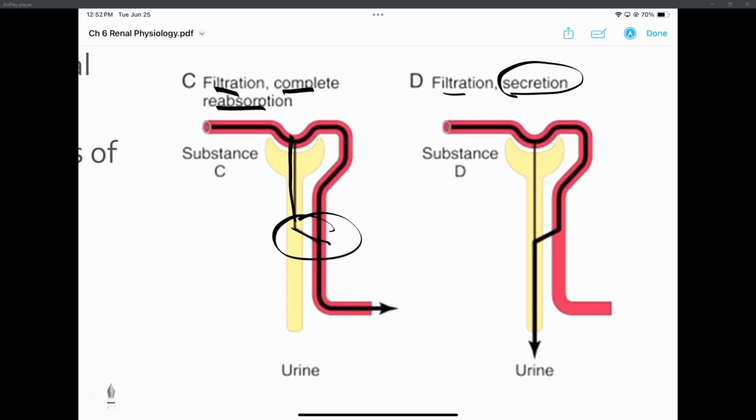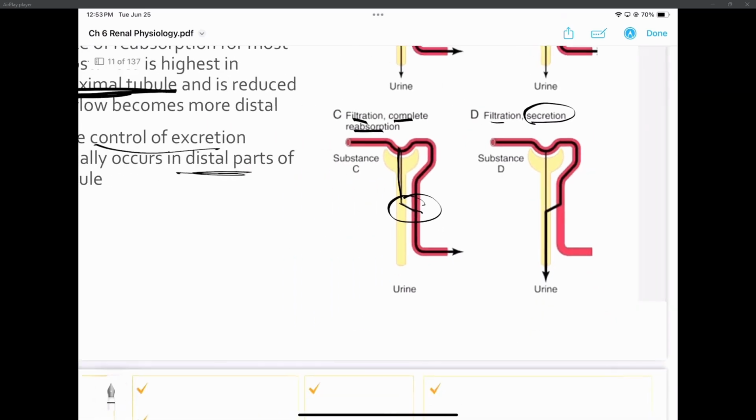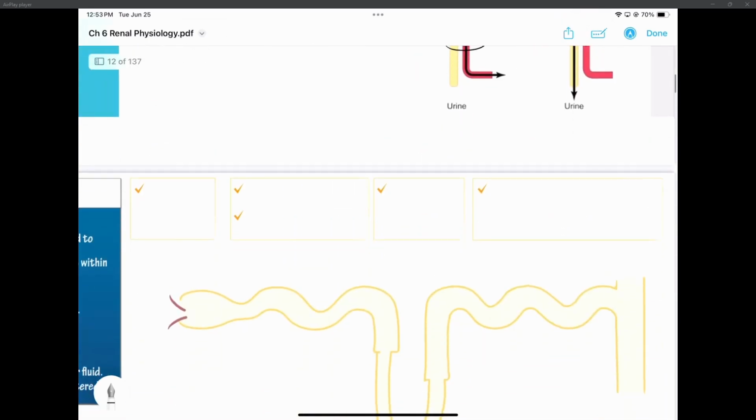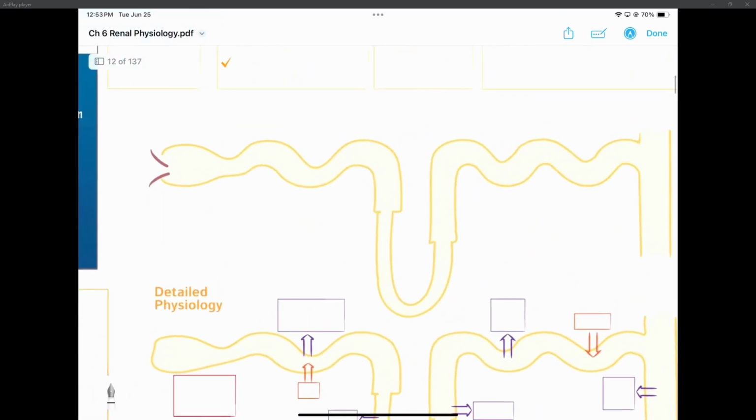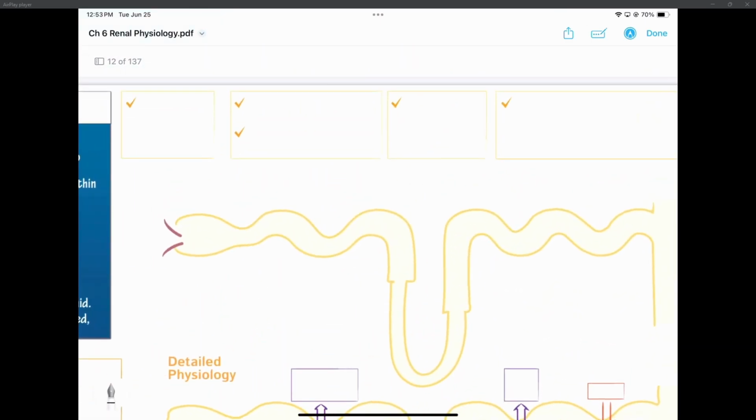So as we start worrying about other things, these words will start popping up again. Filtration, secretion, reabsorption. Make sure you know where they occur and what's going on with those things. So here is our nephron, and let's start talking about different segments and what their purpose is and what they do.